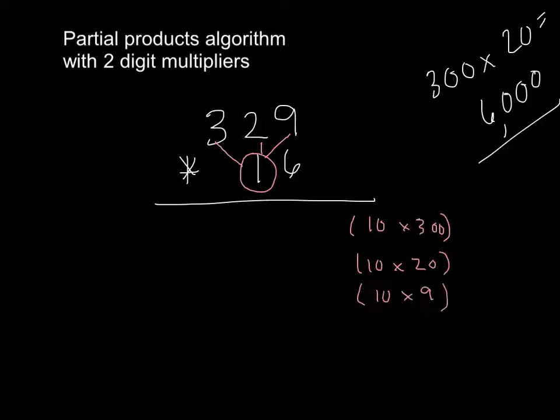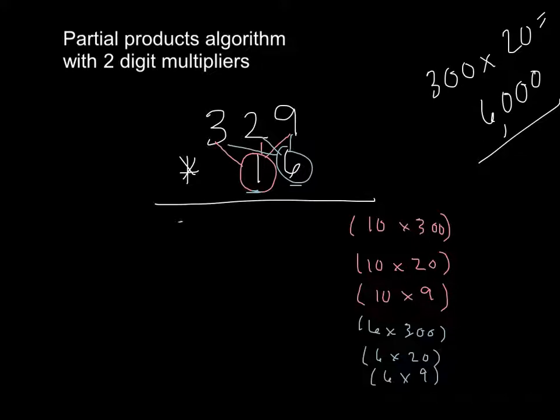Then we're going to be going to the 6, the ones place, and doing 6 times 300, 6 times 20, 6 times 9. It's just like our multiplication wrestling. Each of the numbers on the bottom has to multiply, or has to wrestle, each person on the top. So 6 times 300, 6 times 20, and 6 times 9. Now let's solve and add all those up.